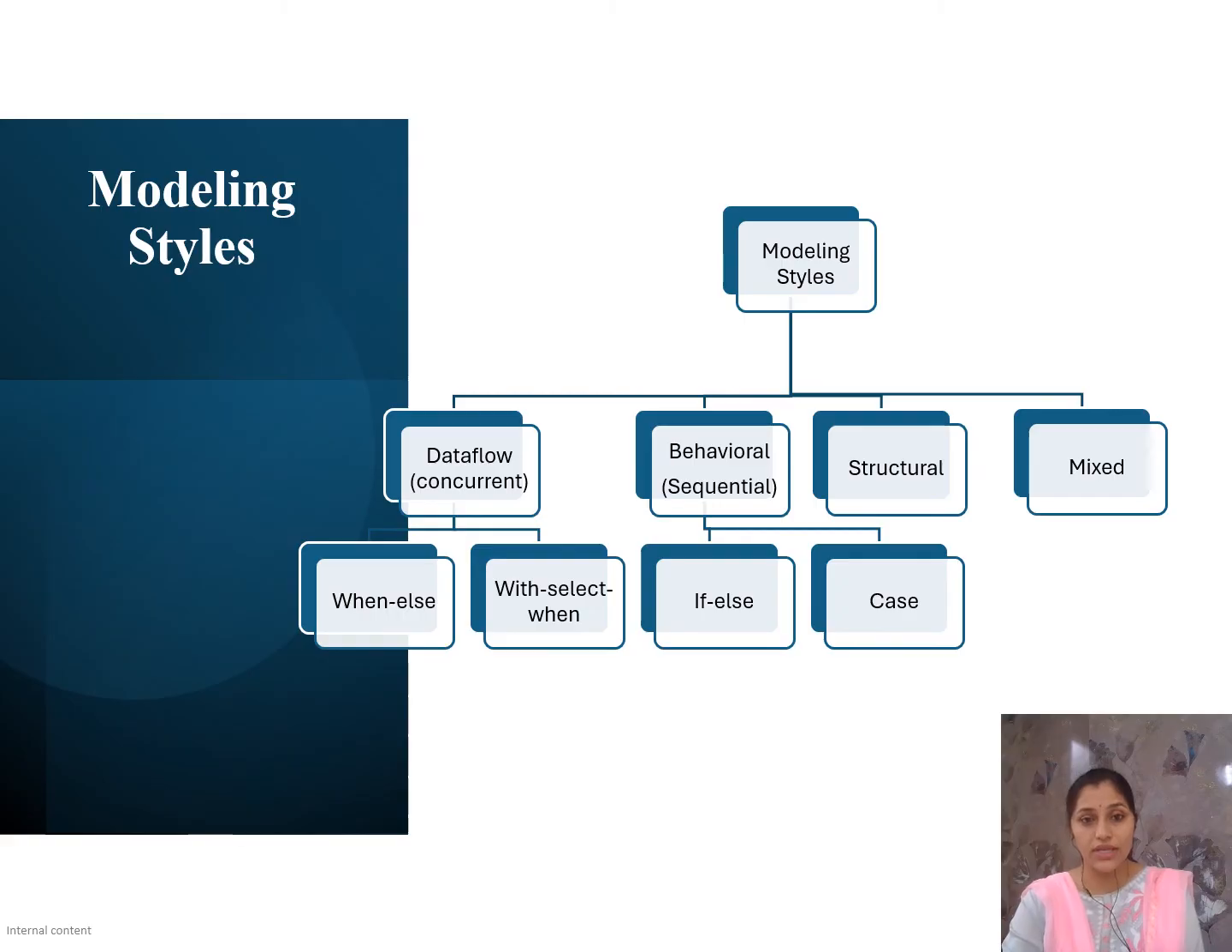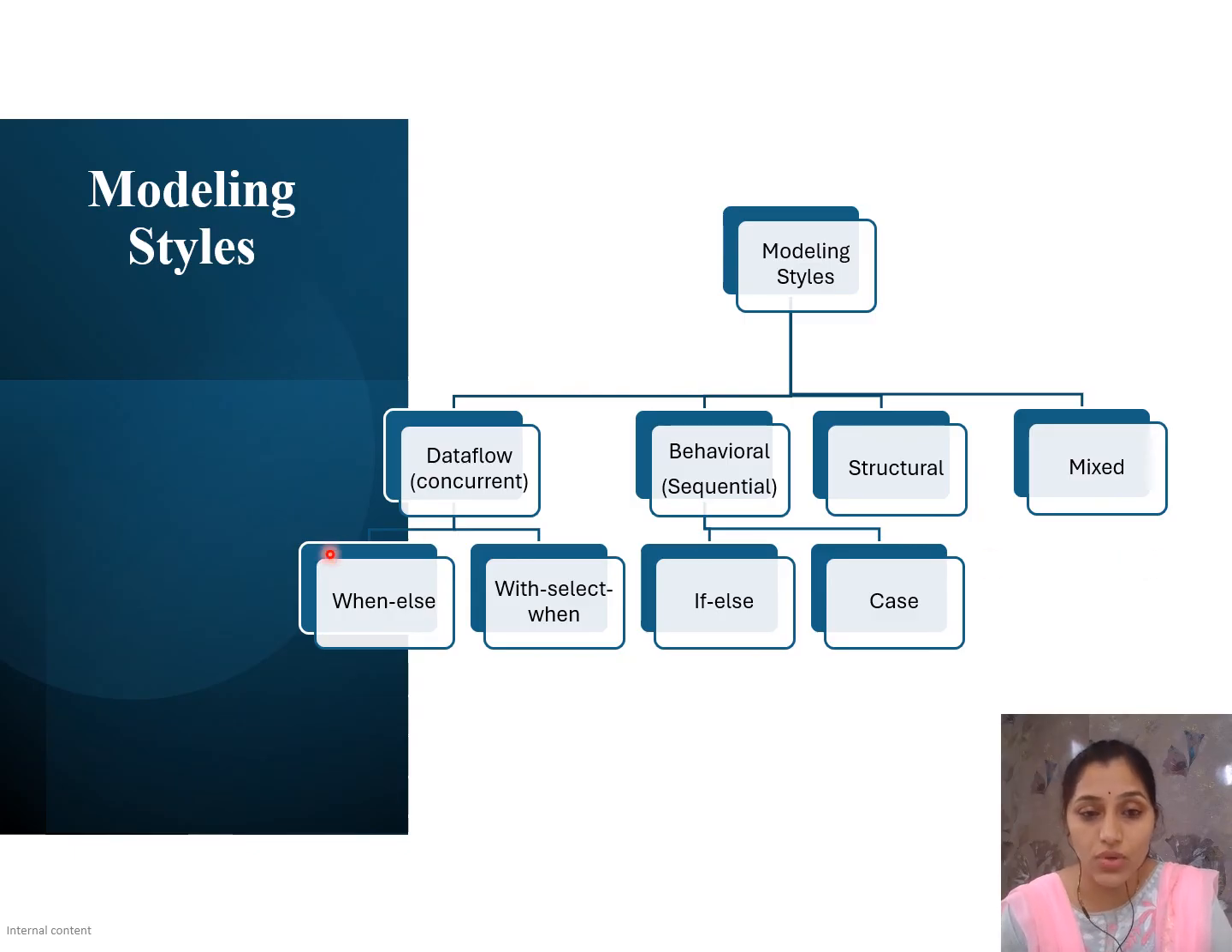Then comes modeling styles. So see, first part is library, then package, then entity declaration where we declare inputs and outputs. There comes architecture. We can write architecture in different ways and those ways are called modeling styles. So VHDL supports three modeling styles: data flow, behavioral, structural, and the fourth one is mixed modeling style.